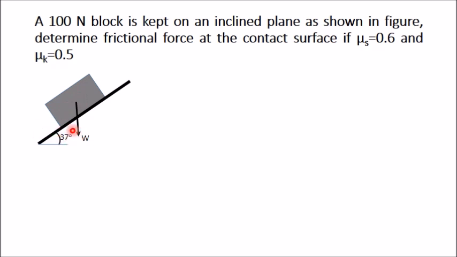If this angle is equal to the angle of repose, at that particular time, this block will be on the verge of moving downwards. At that time, there will be maximum friction force acting between this block and this surface. And if this angle is less than the angle of repose, in that case, this block will be in equilibrium, and we can apply equations of equilibrium to determine any unknown quantity. So first check whether this angle is more than, less than, or equal to the angle of repose.